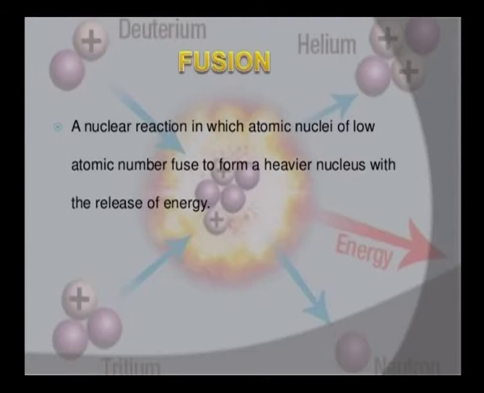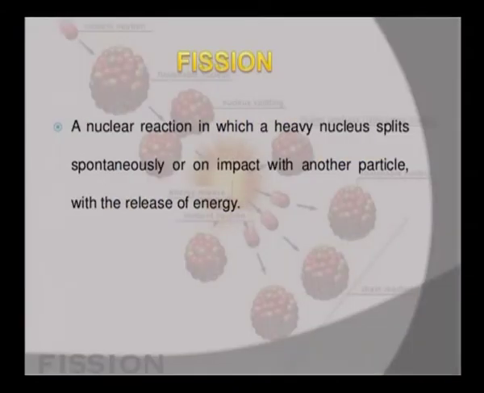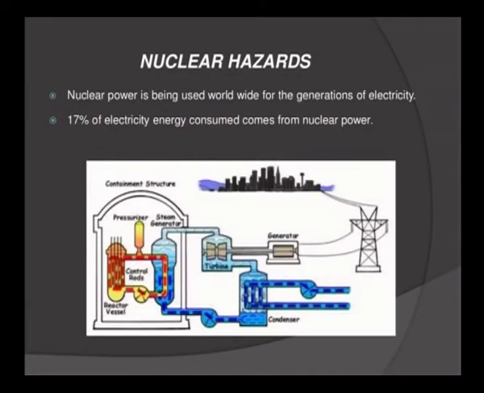Now, fusion is a nuclear reaction in which atomic nuclei of very low atomic number fuse to form a heavier nucleus with a massive release of energy. A fission reaction is a reaction in which a heavy nucleus splits spontaneously on impact with another particle, again with a huge amount of energy. So, nuclear power is being used worldwide for the generation of electricity. Now, we are obviously looking for alternatives to fossil fuels, but our alternatives again cannot be equally hazardous. 17% of the current electricity consumption comes from nuclear power.